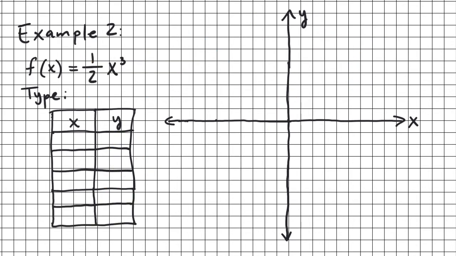Let's keep practicing. All right, so let's identify what type it is. It's a cubic because it's to the power of 3. It's x to the third, 1/2 x to the third. The values for a cubic are -2, -8, -1, -1, 0, 0, 1, 1, 2, 8. So that's going to give me the following parent function.